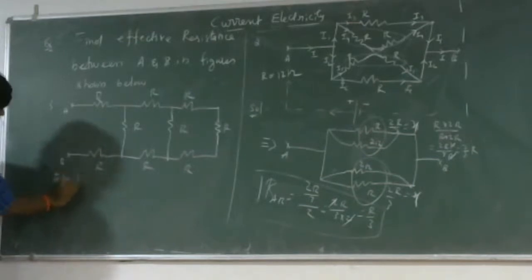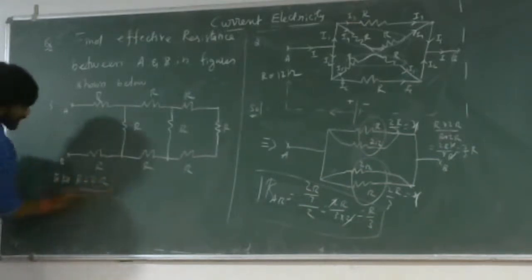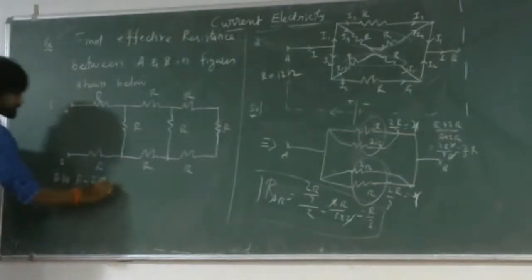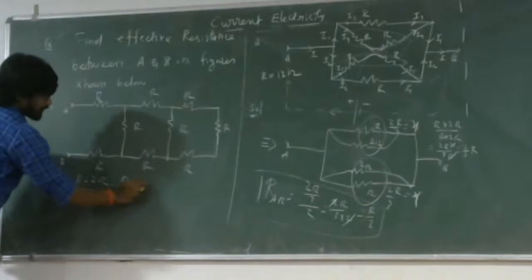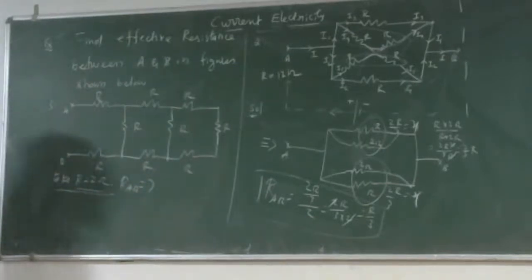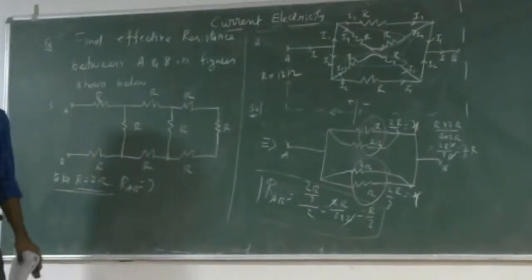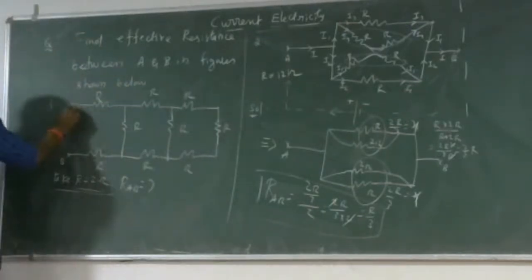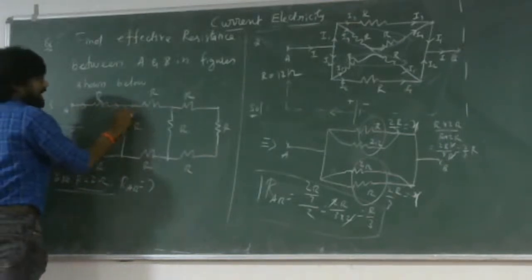Take R equal to 2 ohm. So what is RAB? In this kind of case, you have to reduce the circuit from the end part. Let us imagine a battery here. A current comes here and divides here.